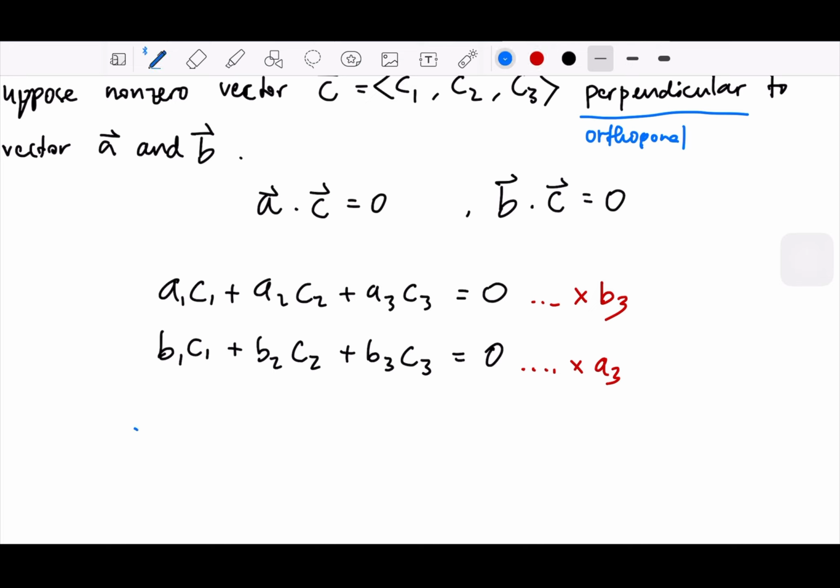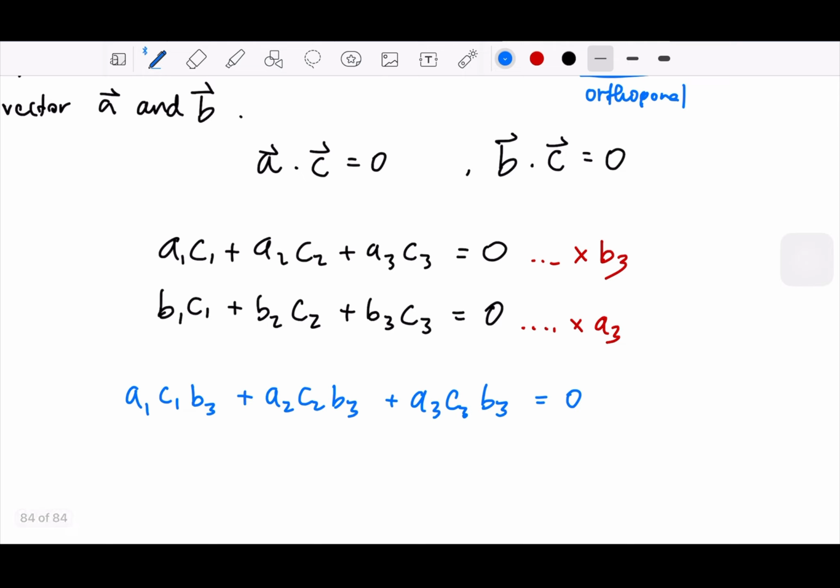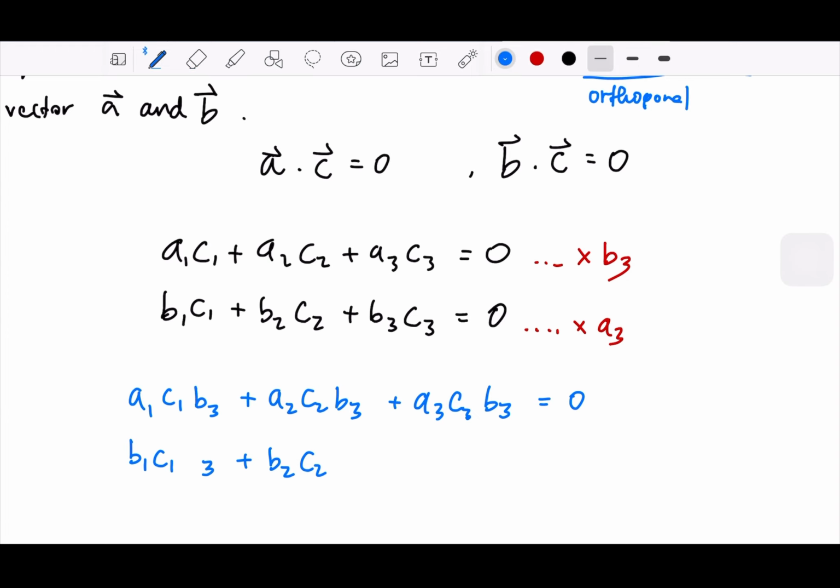So this will be A1 C1 B3 plus A2 C2 B3 plus A3 C3 B3. And this will be B1 C1 A3 plus B2 C2 A3, sorry, plus B3 C3 A3.